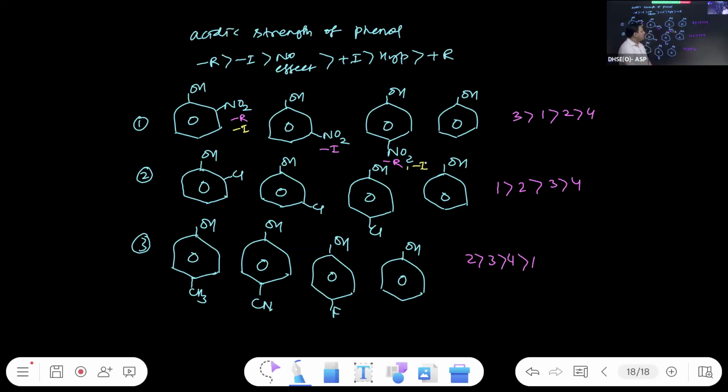At the ortho position, the hydrogen is bonded by means of intramolecular hydrogen bonding. If the hydrogen remains bonded by intramolecular hydrogen bonding, then the acidic character will be decreased. So this is the answer. The order is: highest is para, then ortho, then meta, then normal phenol.